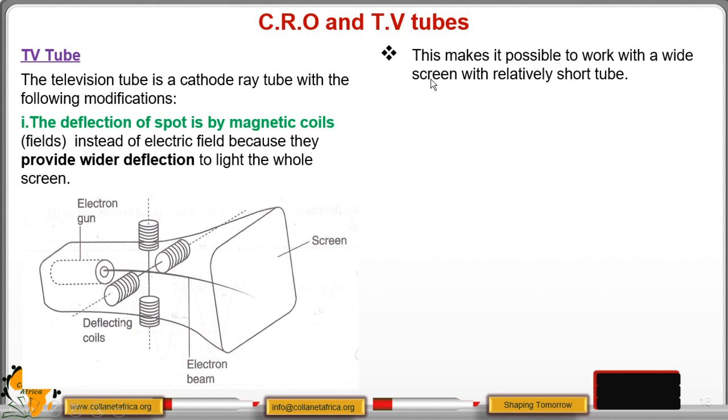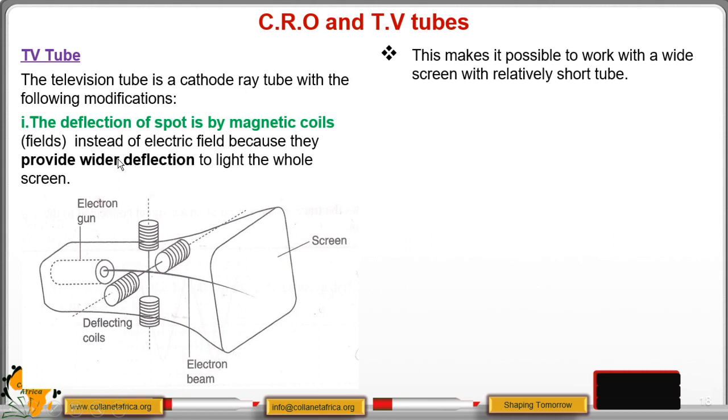So number two, this makes it possible to work with a wide screen with a relatively short tube. If you compare the length of a cathode ray oscilloscope and of the TV tube, you will find that the TV tube is shorter. And this is because it is using the magnetic field that is giving us a wide deflection.